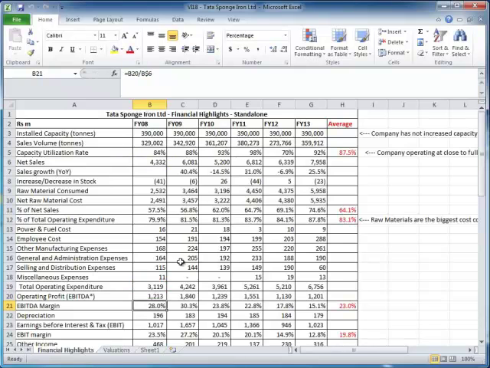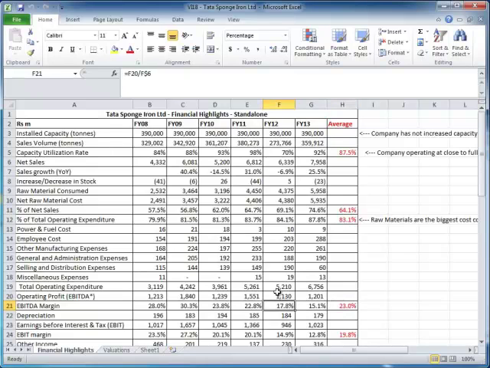And then the next important line is going to be the EBITDA margin, which is simply the earnings, so the operating profit divided by net sales. So what percentage of our net sales is operating profit? This is averaged to about 23%, which is a good number.